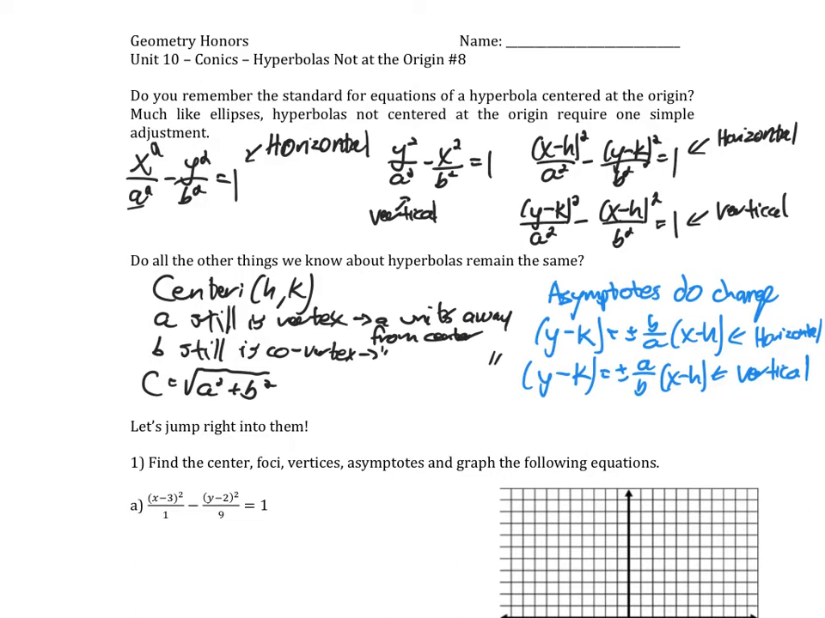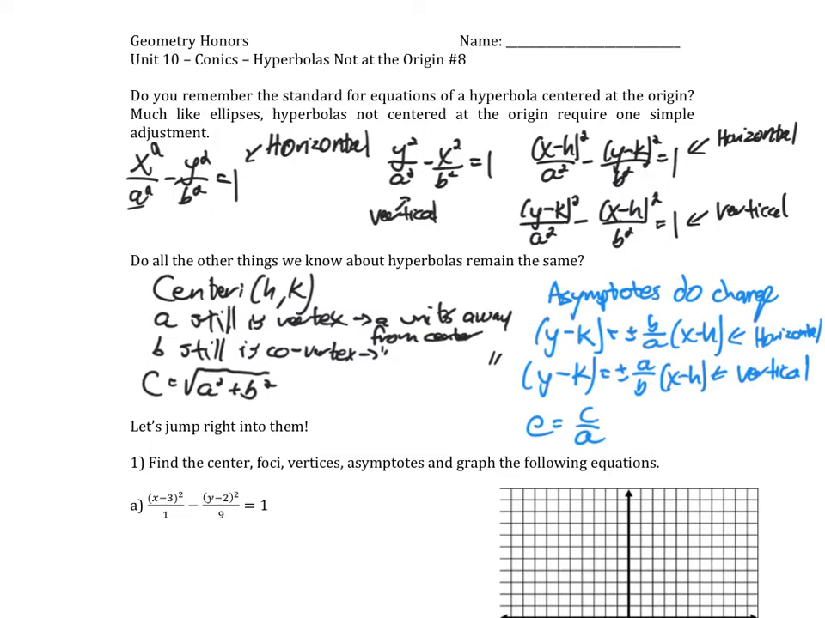Okay, and we'll come back to that in a minute when we start graphing. And then your eccentricity is still going to be c over a. Okay, so again, pretty similar. Probably the biggest change is going to be your asymptote, so just be careful with that. But I'll show you how we account for that in a minute.